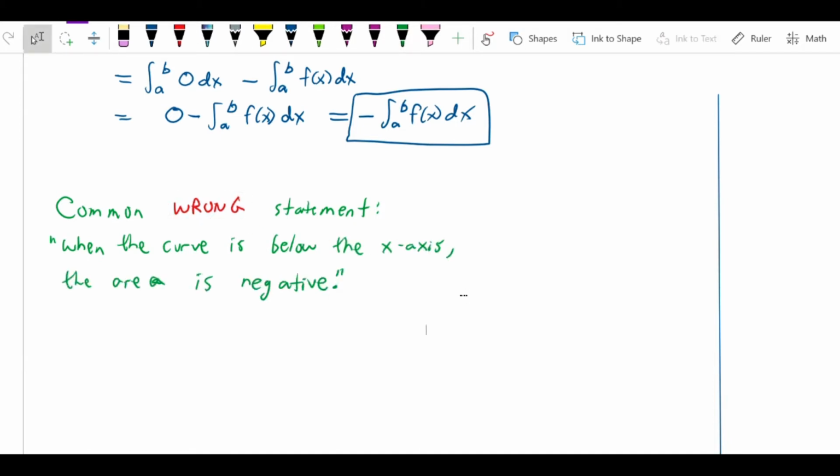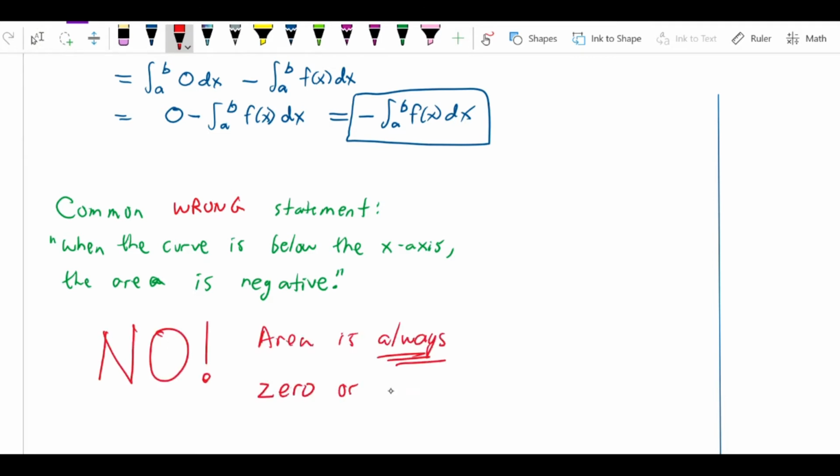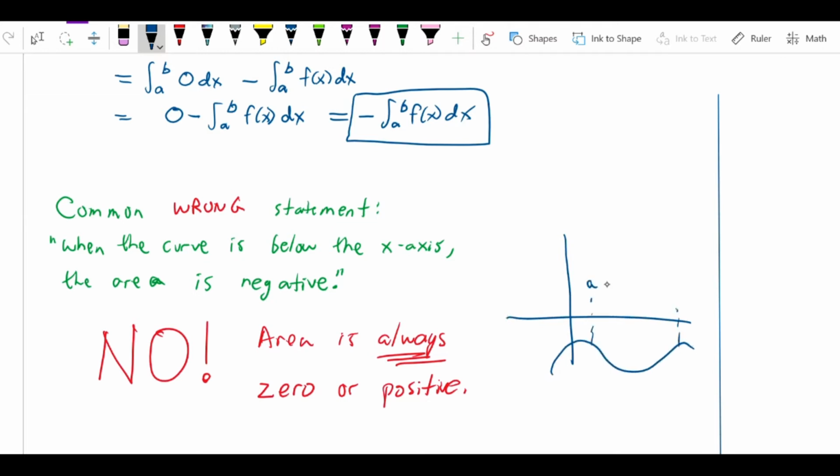A fairly common wrong statement is that when the curve is below the x-axis, the area is negative. Area is actually never a negative number. Area is always a positive number. There's always a positive amount of area. It may just be that if the integral is of a function that's below the x-axis, in order to find this area, we may get a negative integral and have to multiply it by -1. That means the integral is negative, but the area that it represents is positive.